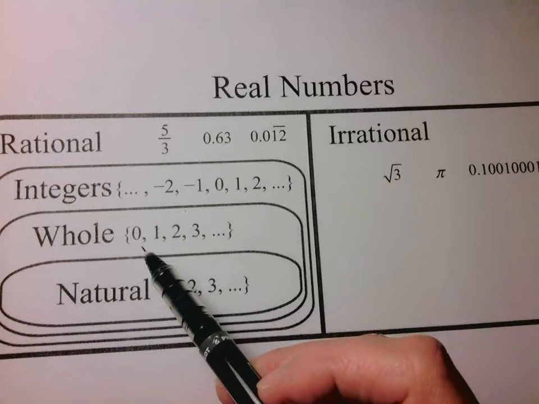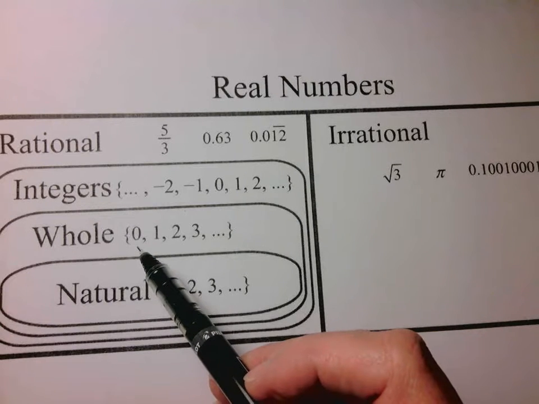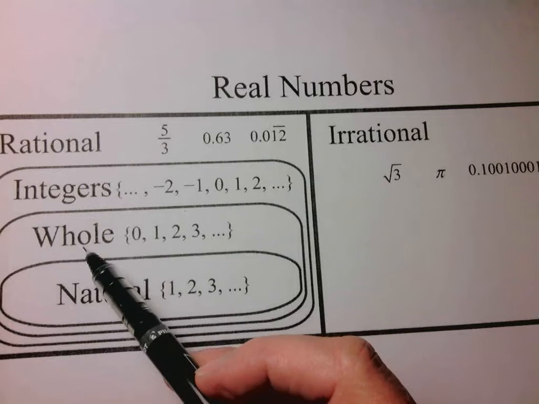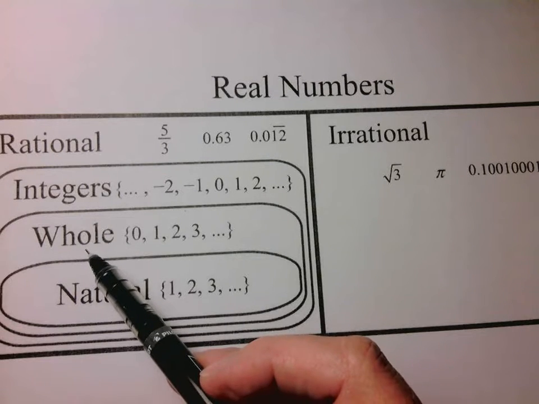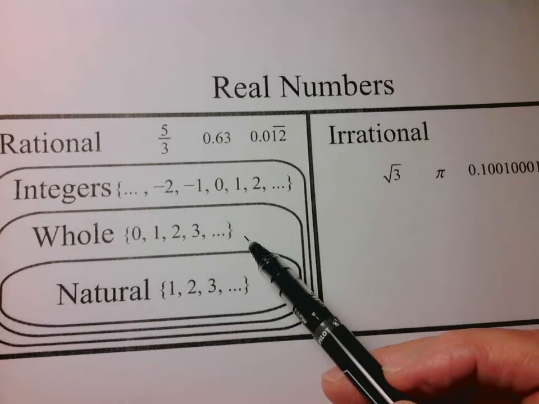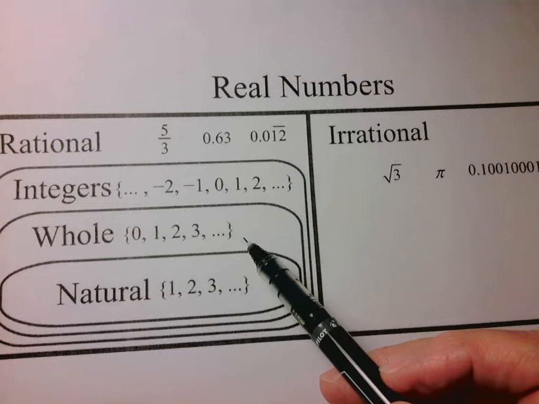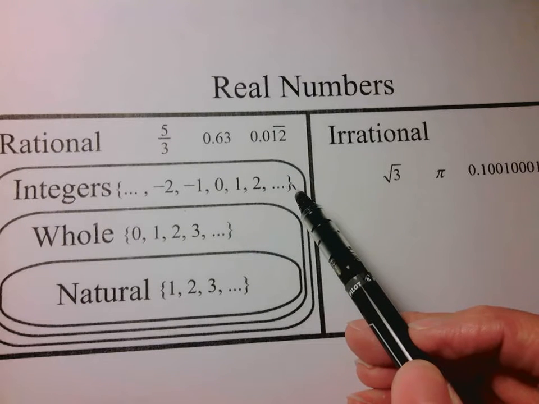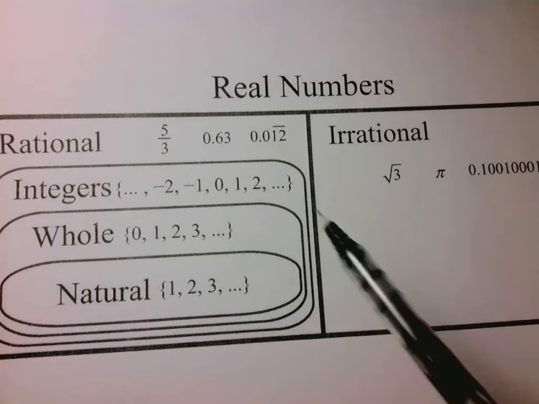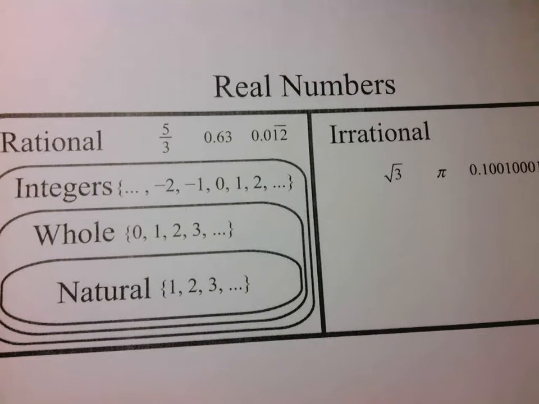And the way I remember that 0 is a whole number is 0 looks a lot like the O in the word whole. And that's how I remember 0 is a whole number but not a natural number. Your integers are your whole numbers and their opposites. And so those are the subsets of rational numbers.